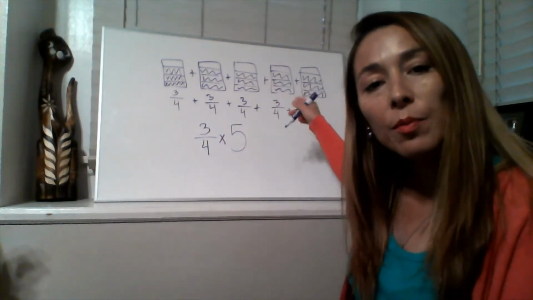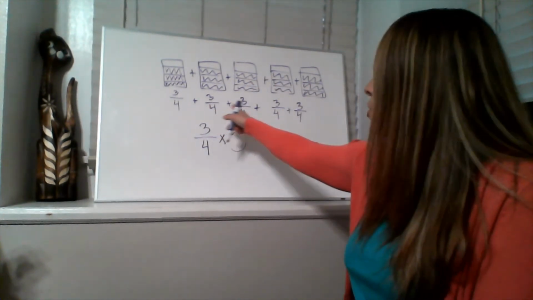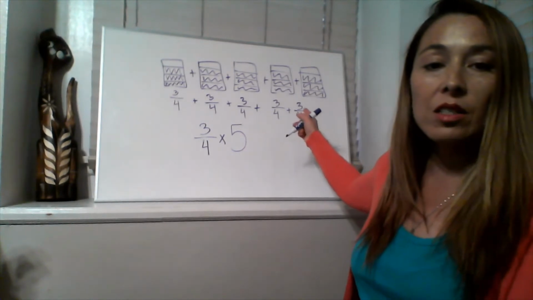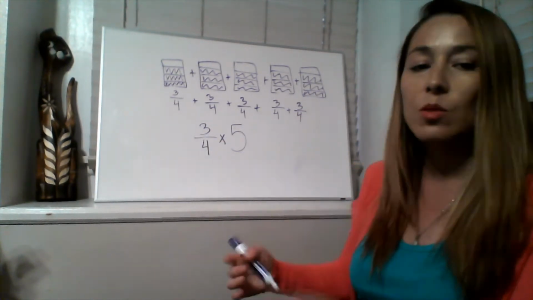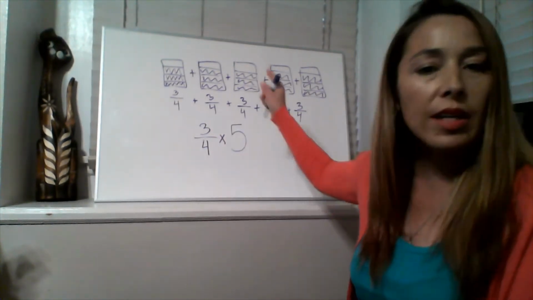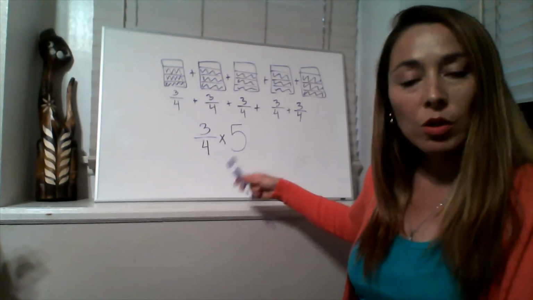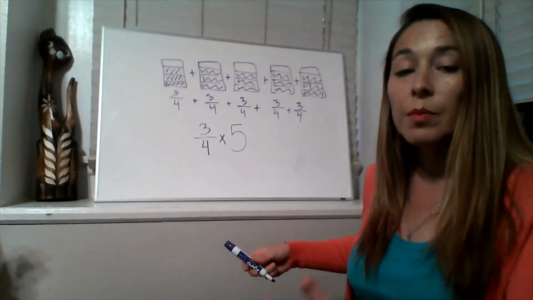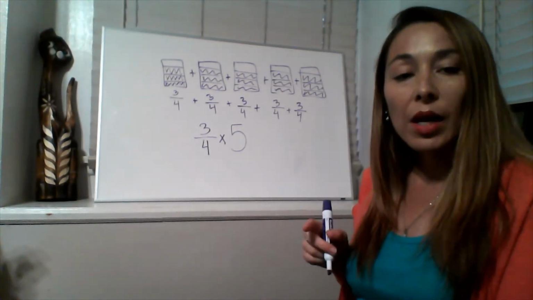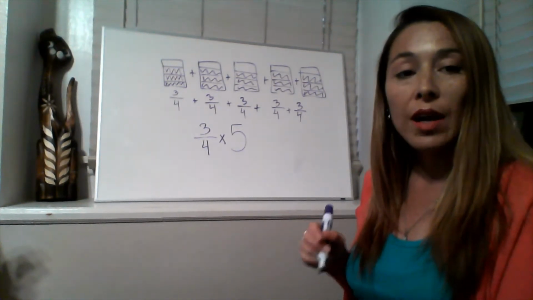So you could count up your model. You could do the addition. Remember, when we're adding fractions, the denominator does not change because that's what kind of fraction we have. We're just adding our numerators, the numbers on top. Or I can just multiply what's 3/4 5 times. So pause your video and give it a try.